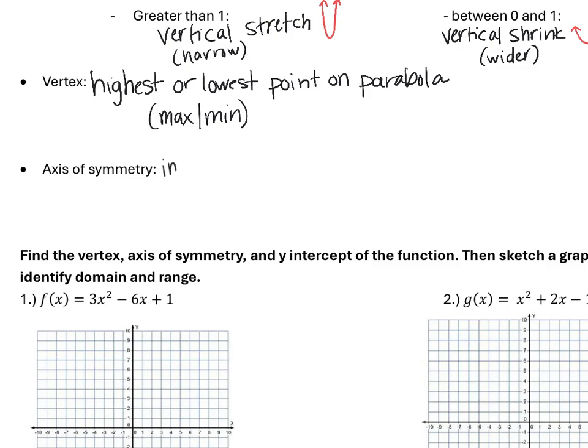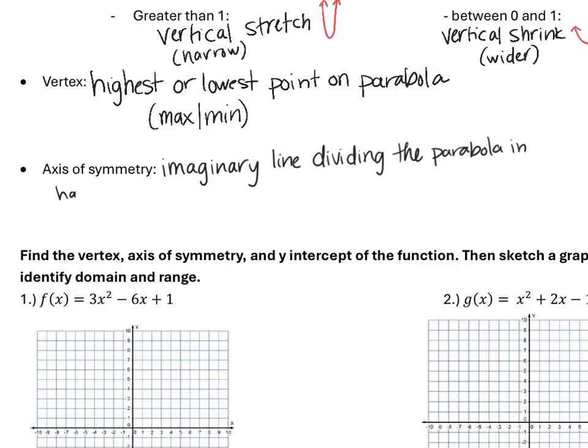The axis of symmetry is an imaginary line dividing the parabola in half through the vertex. So all parabolas have an axis of symmetry because they mirror one another on each side. If you folded it in half, each side would lay right on top of the other side, right? So we have our parabola, we have that vertex, and this axis of symmetry cuts it exactly in half, okay?